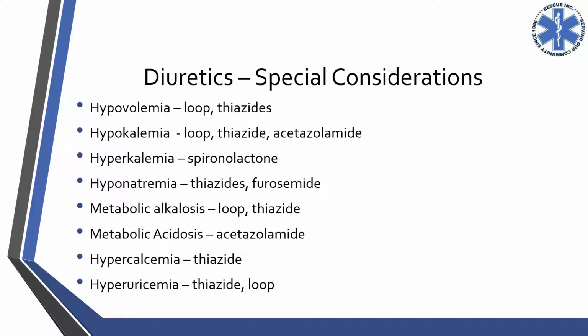So special considerations are hypovolemia for loop diuretics and thiazide diuretics. That would be Lasix and HCTZ, the two most common ones. Hypokalemia, so low potassium, for loop diuretics, thiazide diuretics, and acetazolamide. Hyperkalemia for spironolactone. If they're taking a combination here, they may even themselves out between HCTZ, Lasix, and spironolactone. They might even themselves out, and hopefully you won't have a net increase in potassium or a decrease in potassium.